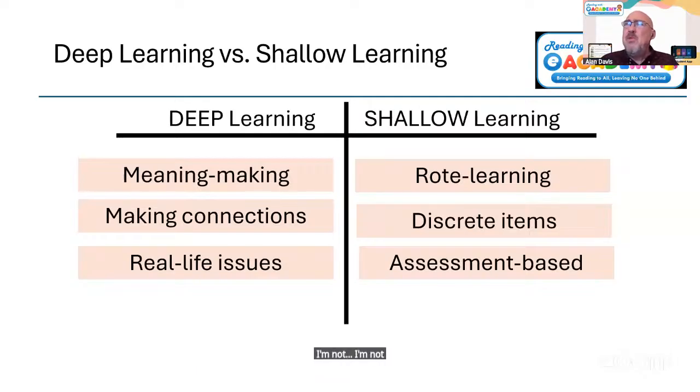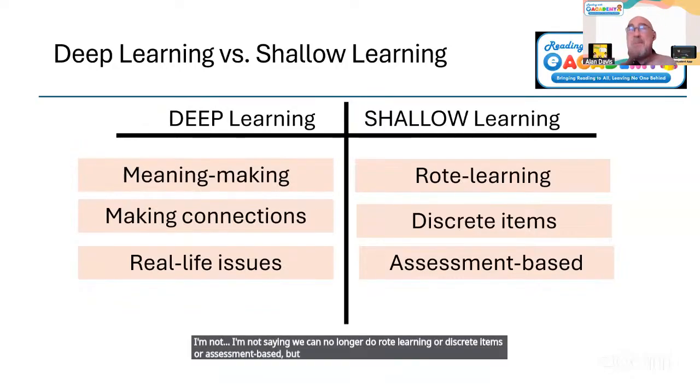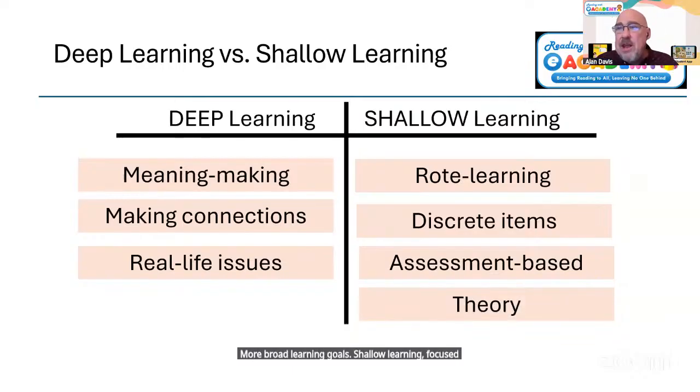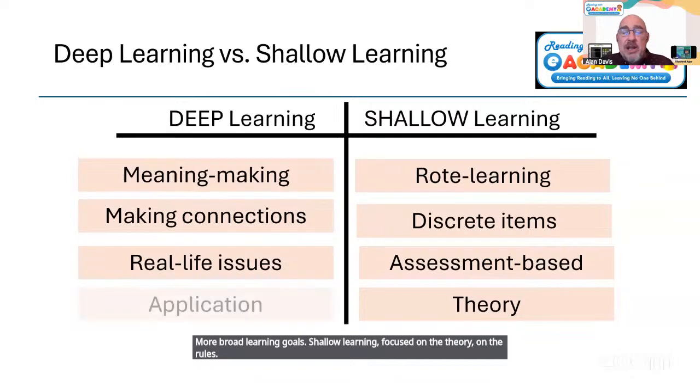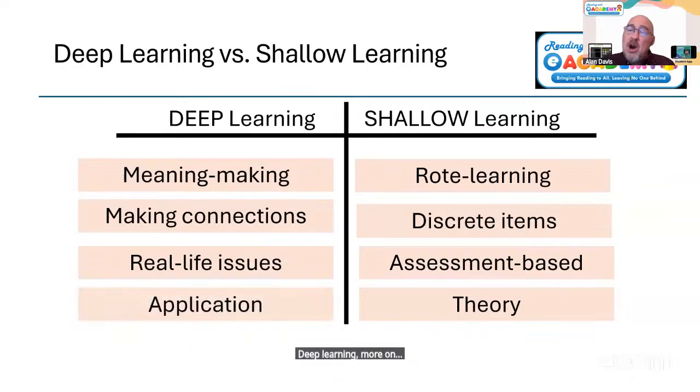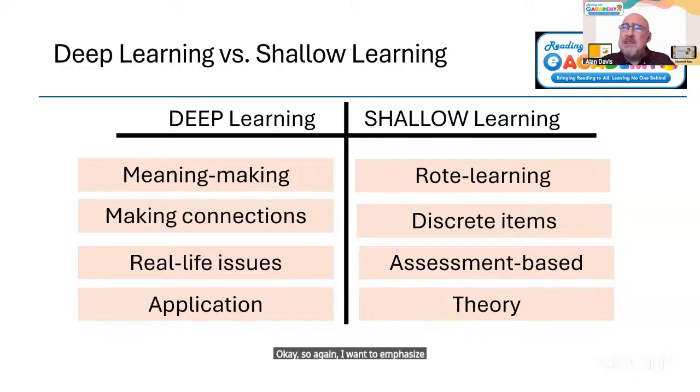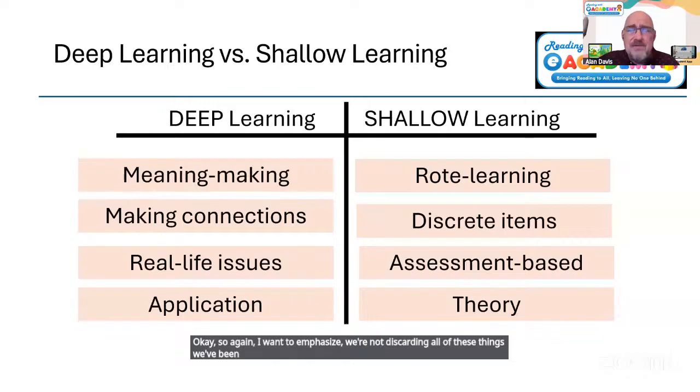Now, I'm not saying we can no longer do rote learning or discrete items or assessment based, but we need to combine this with our more broad learning goals. Shallow learning is focused on the theory, on the rules. Deep learning is more on how to apply it in real life, or simulated situations at least. In the classroom, we're more talking about simulations, isn't it? Okay. So again, I want to emphasize we're not discarding all of these things we've been doing for the last 50 years.